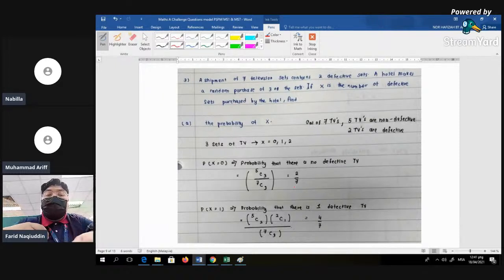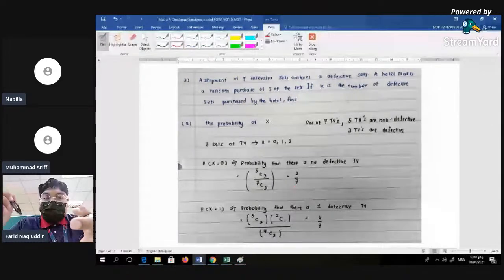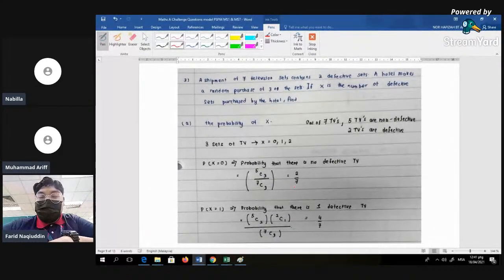So first step is the probability X equal to 0, which is the probability that there is no defective TV. So the solution is 5C3, which is the non-defective TVs, divided by 7C3, which is the total TVs, and 3 is the set of TVs that the hotel wants to purchase. So the answer is 2/7.